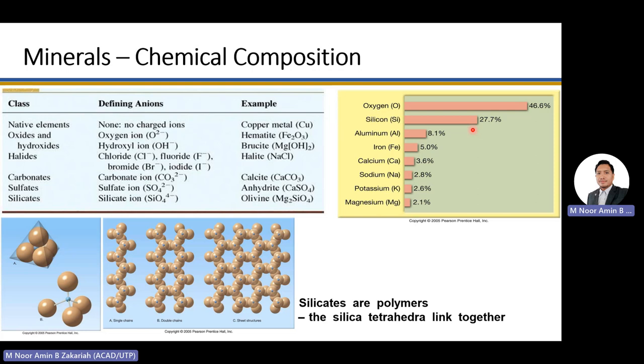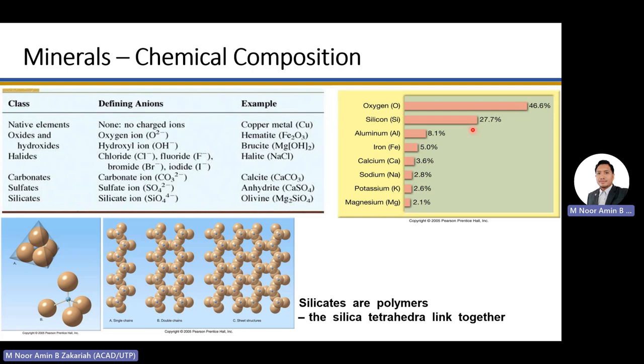The second one is percentage composition. The percentage composition of a mineral is the percentage of each element in the mineral. For example, quartz is 46.67% of silicon and 53.33% of oxygen. So this is the percentage of the elements in the mineral.